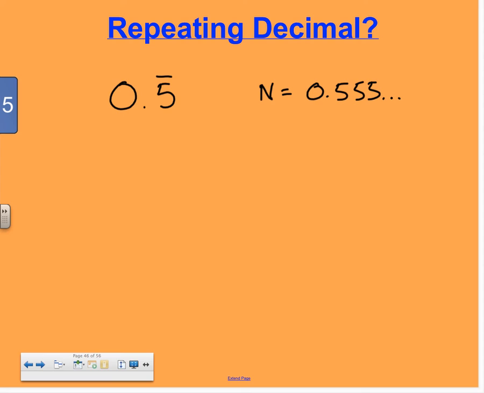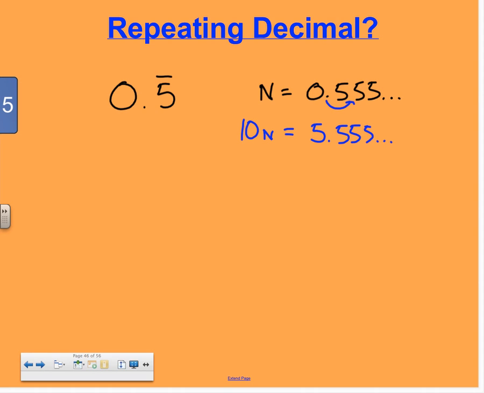Is everybody okay with this? All right, now, if I multiply both sides by 10, that means over here I've got 10n. And what happens to the decimal point when I multiply by 10? It moves. So over here I have what? 5.55, and so on and so forth. Okay?